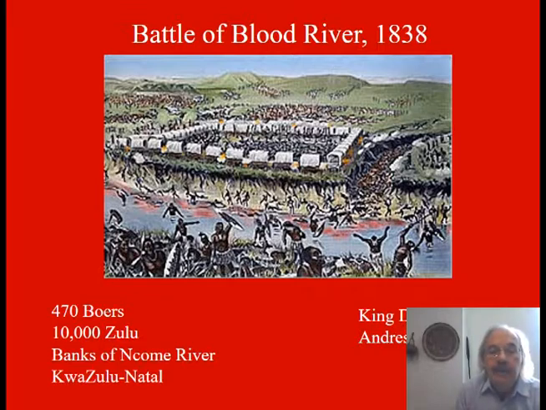It resulted in ultimately a settlement between the Boers and the Zulu, who came to terms and came to peace and established a boundary, which is very important in terms of understanding contemporary politics in South Africa. It led to the creation of KwaZulu and Natal.